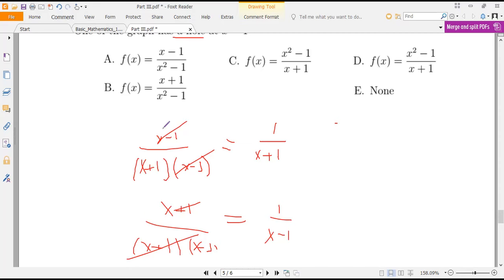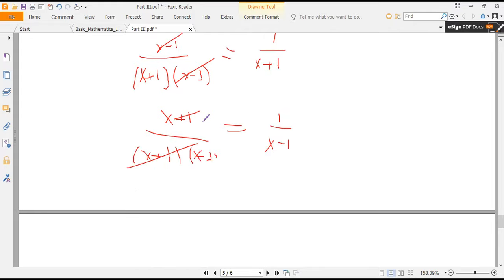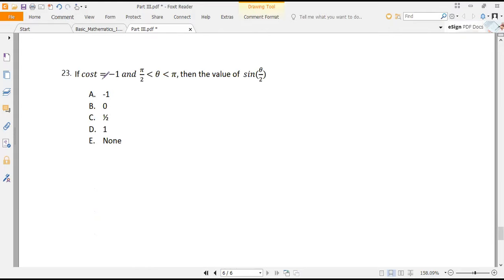And x squared minus 1 over x plus 1 is also the same. So the only choice for the graph that has a hole at x equals 1 is the first choice. The first choice.